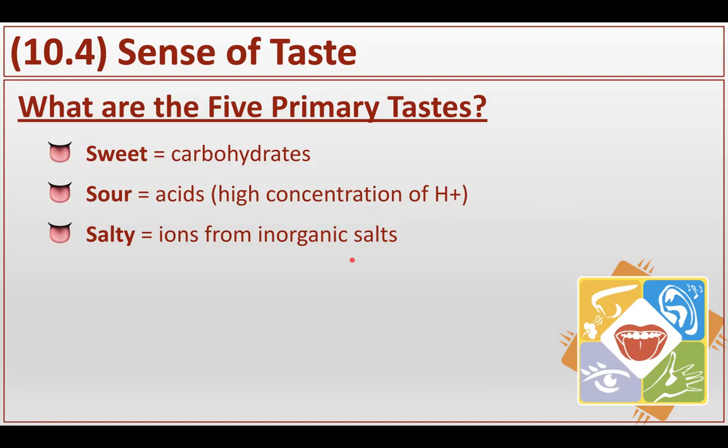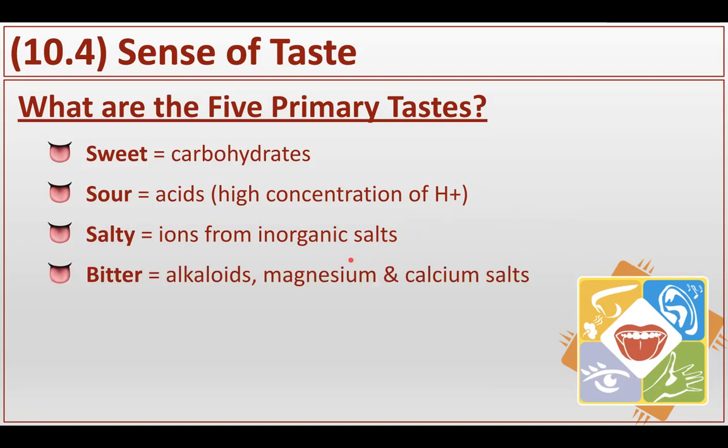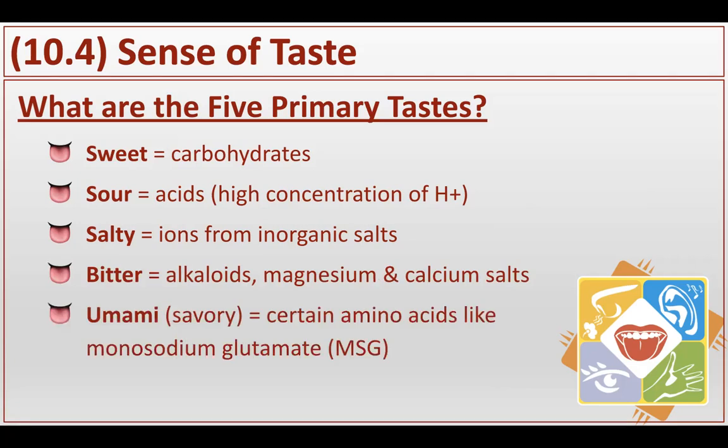Salty flavors come from the ions of inorganic salts. So think sodium chloride. Bitter compounds are from alkaline or alkaloid chemicals. Magnesium and calcium salts have a bit of a bitter taste to them. And then the one that you might not have been familiar with, but hopefully you'll become familiar with now, is a savory taste, which is known as umami, which is Japanese for delicious. And you get this type of flavor from amino acids, and like monosodium glutamate or MSG.